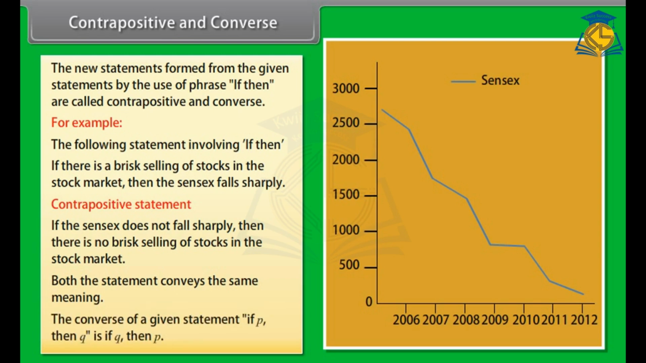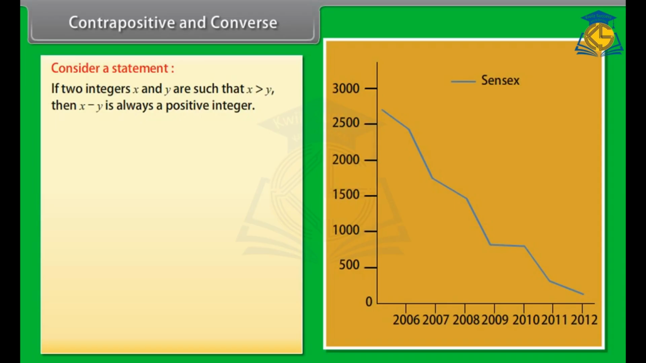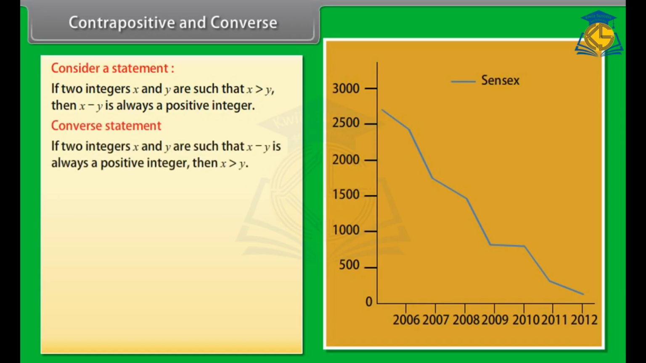The converse of a given statement, if P then Q, is if Q then P. Consider a statement: if two integers x and y are such that x is greater than y, then x minus y is always a positive integer. The converse of this statement is: if two integers x and y are such that x minus y is always a positive integer, then x is greater than y.